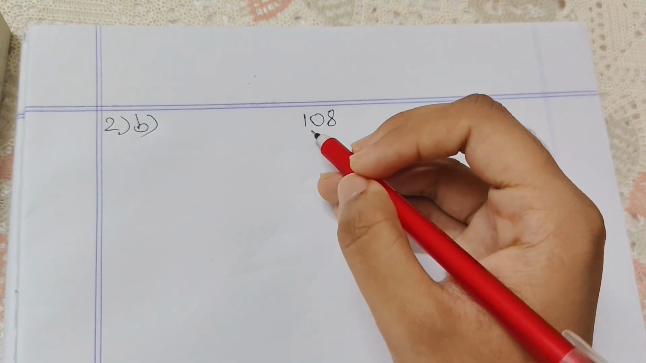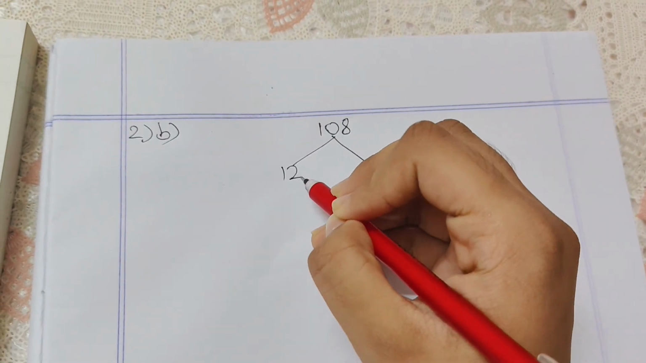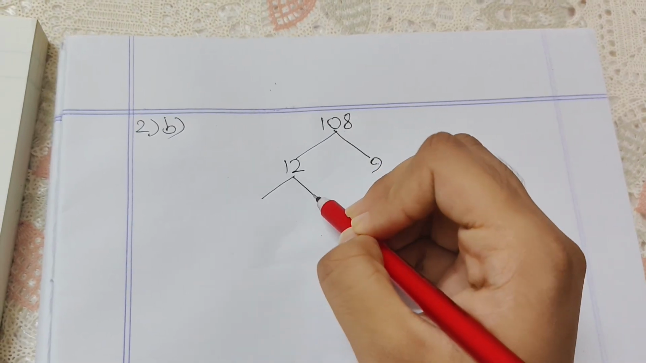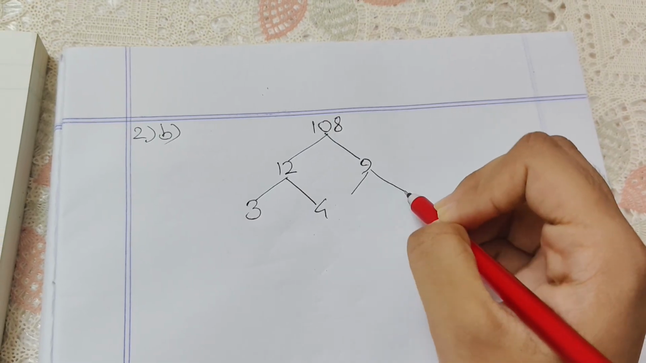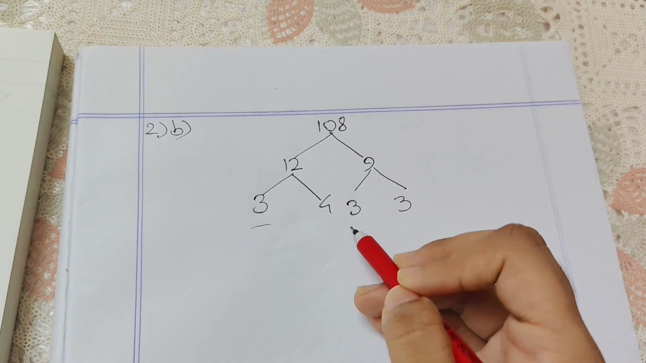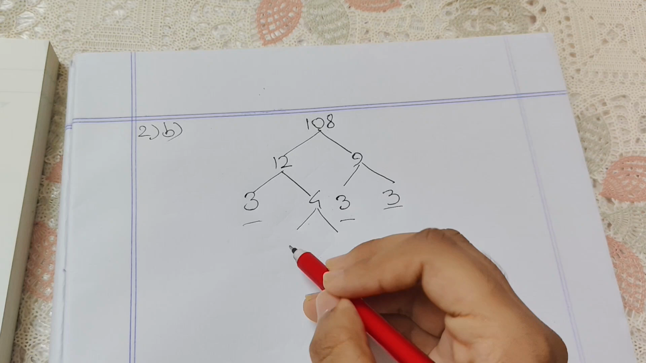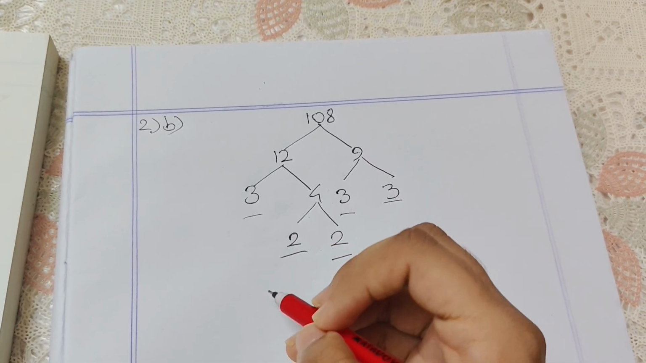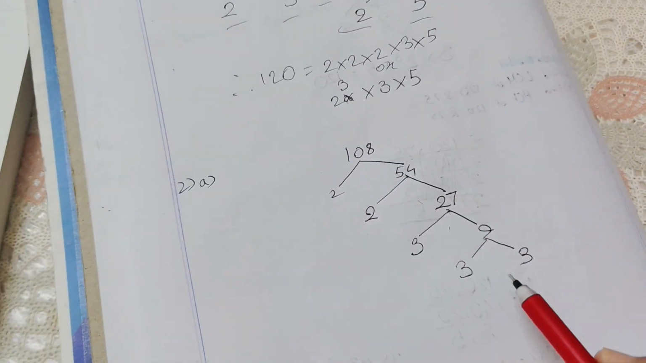For 2B, just as an example, we can divide it by 12 and 9. Then we can further divide 12 by 3 and 4, and 9 by 3 and 3. But do we still get the same? Yes, because if we also divide this by 2, we get the other 2's. Just look, it's the same. Same factors.